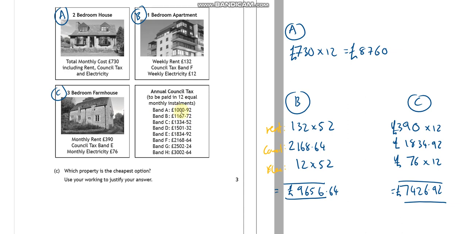It's not pay that 12 times. Okay, have a very high council tax. So that's your total yearly amount, so I've added that. And then you've got your electric, so I need to times that by 52 for the weeks of the year. And then same for C, monthly, so times that by 12. Council tax, just put that on. And then the monthly, so times that by 12. So your farmhouse, option C, comes out as the cheapest.